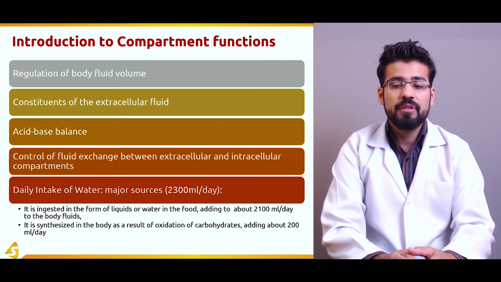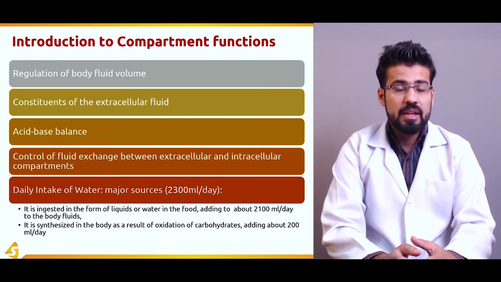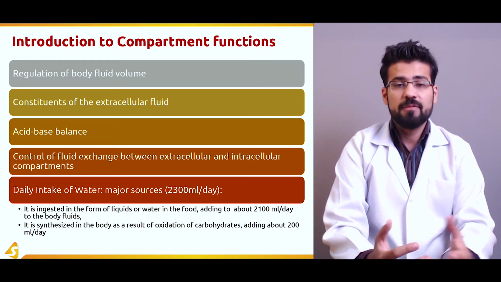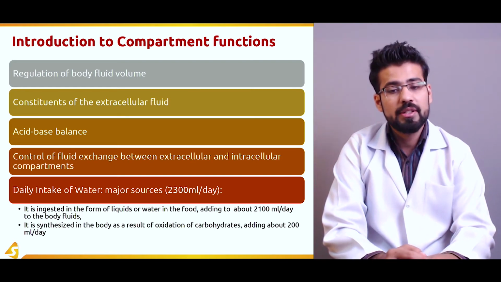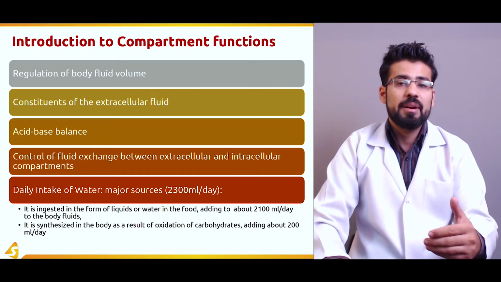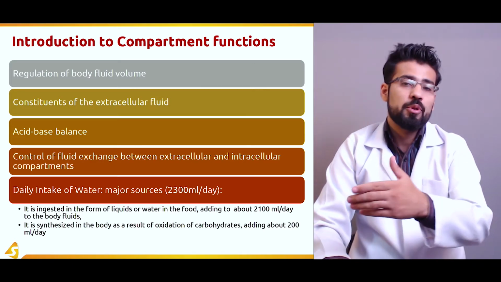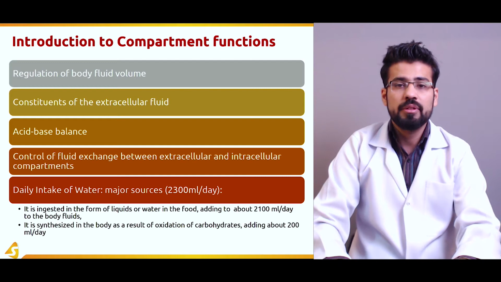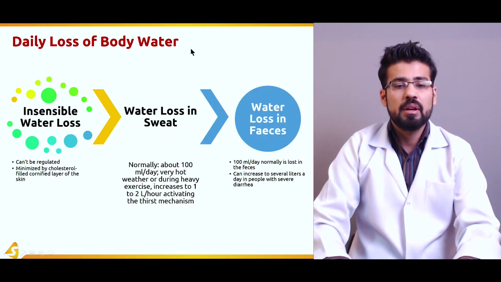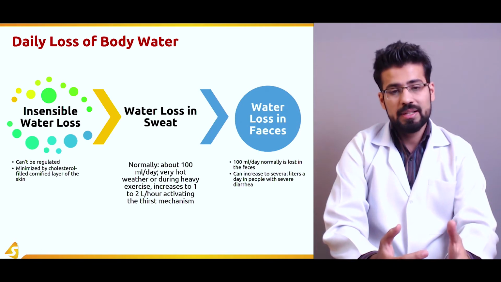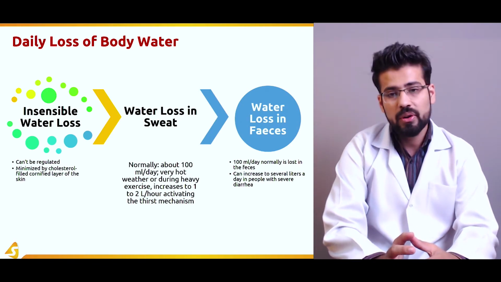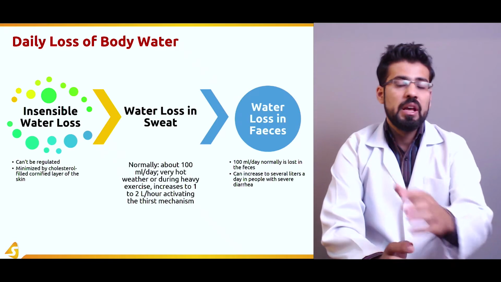The remaining 200 mLs per day is synthesized as a result of metabolic reactions, primarily the oxidation of carbohydrates. That adds 200, making up 2300 ml per day of the daily fluid requirement. So we discussed the intake of water. Now let's discuss the daily loss of body water, and it occurs through different mechanisms.